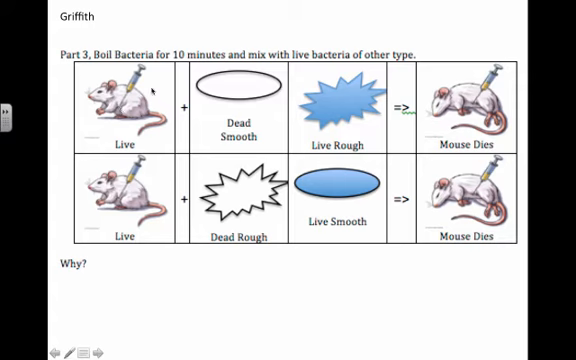You take a live mouse, and in the syringe you put dead boiled smooth bacteria, which, remember, live smooth bacteria cause disease and death, and live rough bacteria. When you put the dead smooth and the live rough together, you get a dead mouse. Likewise, you can do the other experiment where you put dead rough bacteria and live smooth bacteria into the mouse, and the mouse dies. So stop, think about why, and write something down.